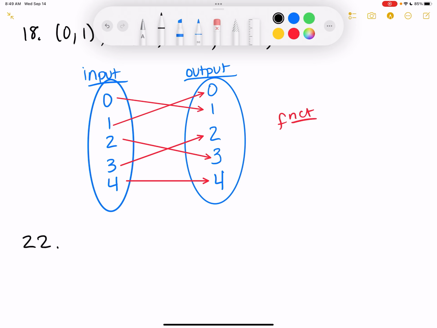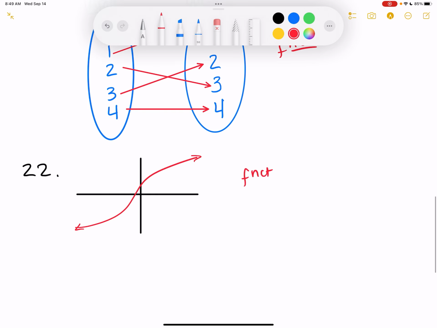If I can draw a straight line, that would be great. Okay, so this one they give you looks like this. And they want you to use the vertical line test to tell whether the relation is a function. So would this be a function? Yes, because as I go across, every point has only 1 point there. So this one would be a function.